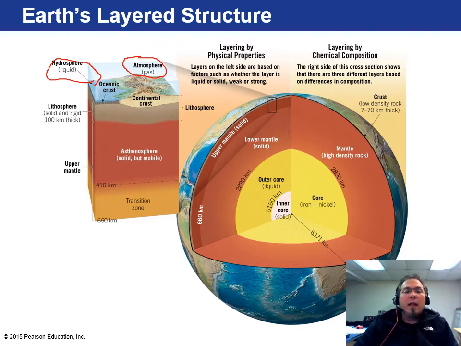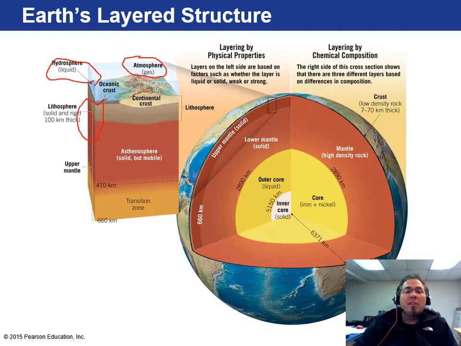Now we can look at the layering by physical properties. I'm going to look at my other screen here. So the layers on the left are based on things like solid, liquid, or weak. Are they weak or strong? So we have the lithosphere, which is all of the crust and the upper mantle. All right. And that's typically rigid. What we call the lithosphere is fairly rigid. That's where earthquakes occur. Okay.